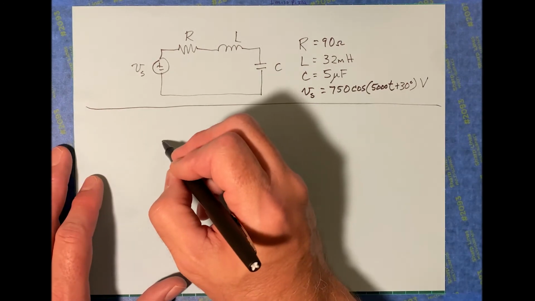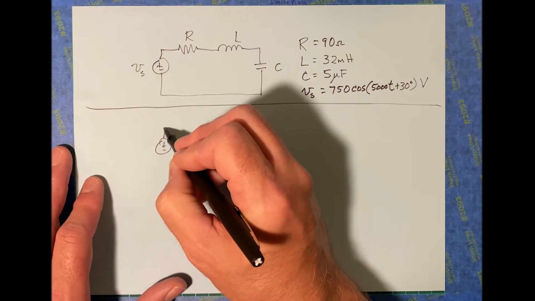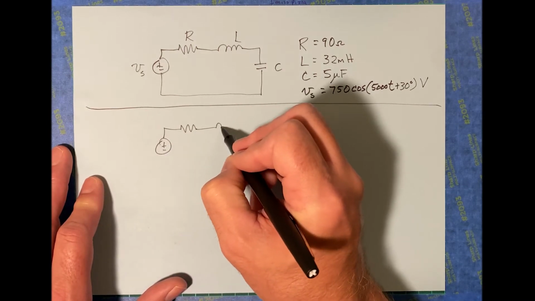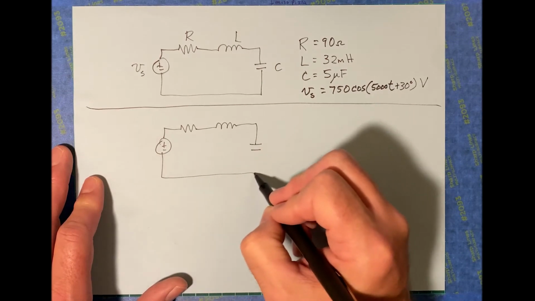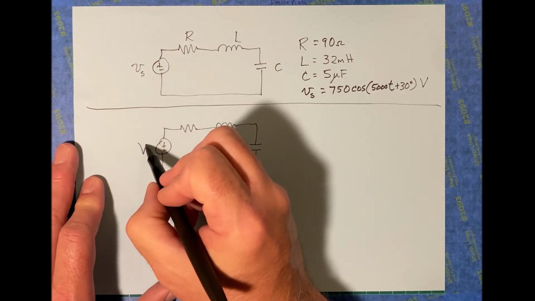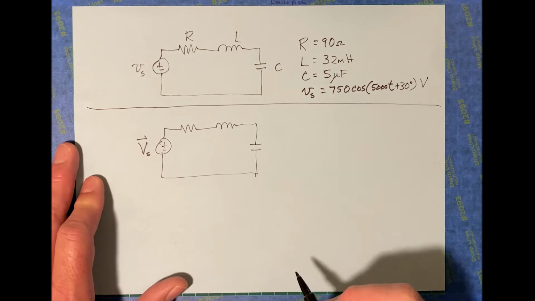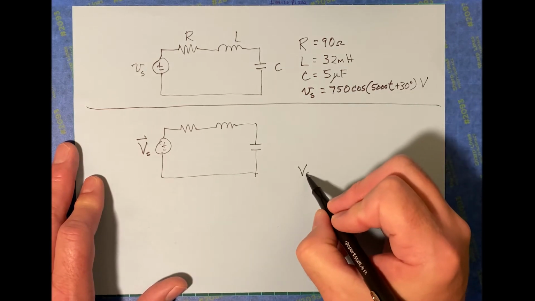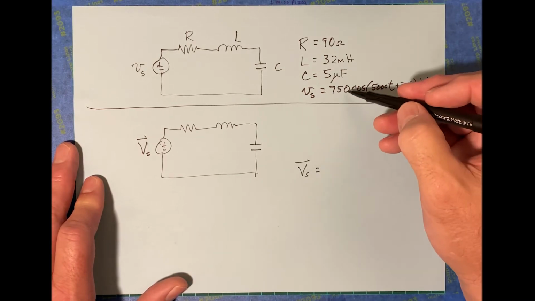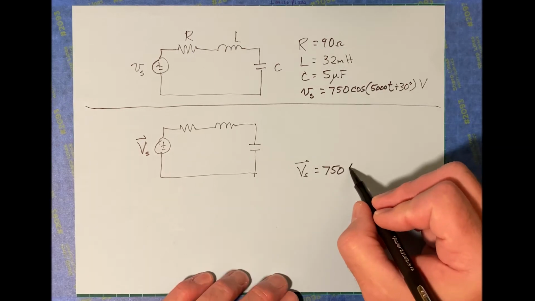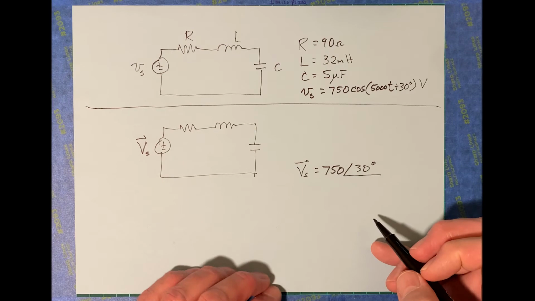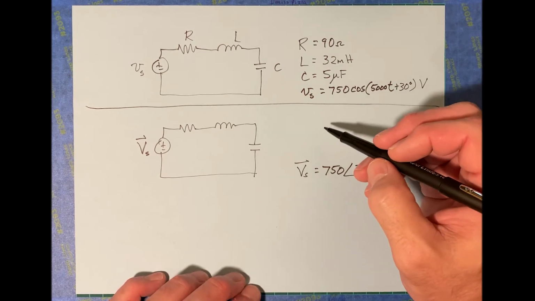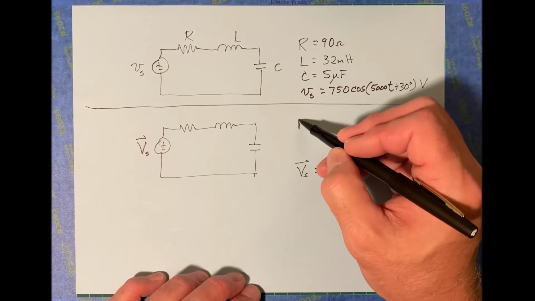And the way that you do that is you can redraw this. The symbols still look exactly the same, except now this is phasor V sub s. And phasor V sub s is just the phasor transform of this, 750 angle 30 degrees, like that. Okay, but how do you transform the resistor?